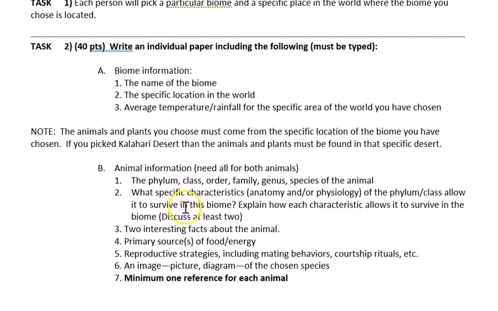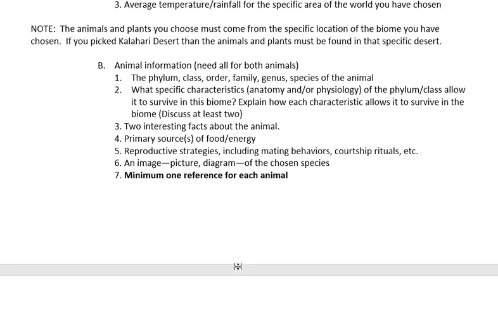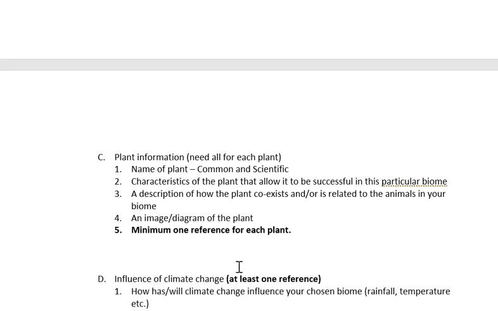So what I'll be looking for is that you include all of these for each animal. And notice you need a minimum of one reference for each animal. So you need to reference in the text, as well as in the paragraphs themselves, when you use information. Now for the plant: the name of the plant, the common and scientific name, and characteristics of the plant that allow it to be successful in your particular biome.